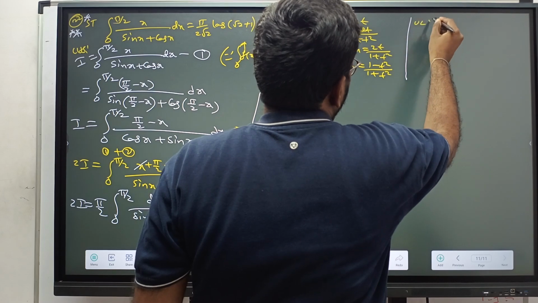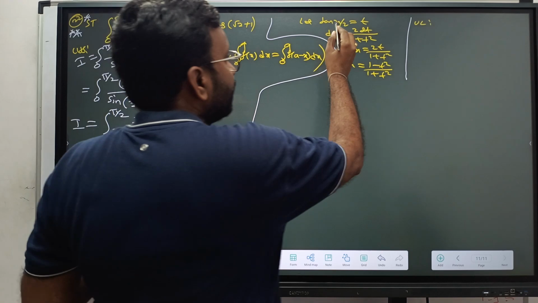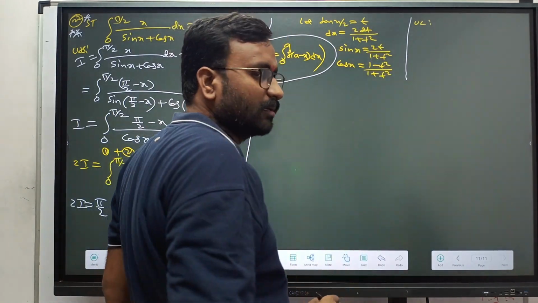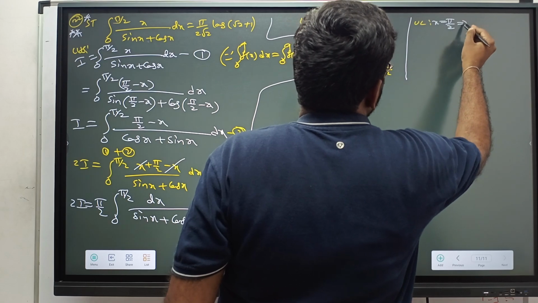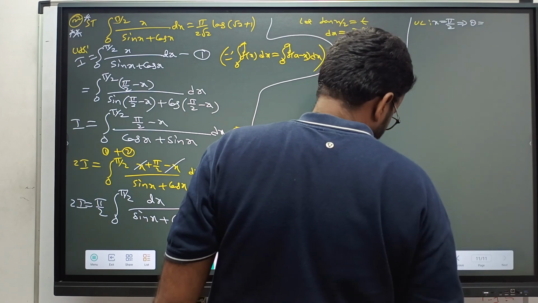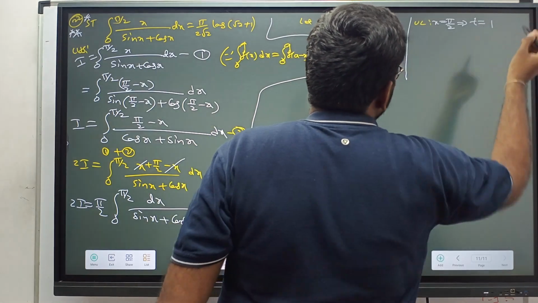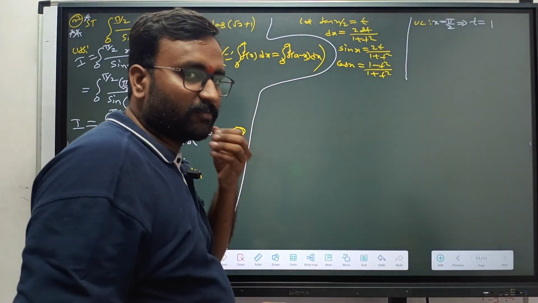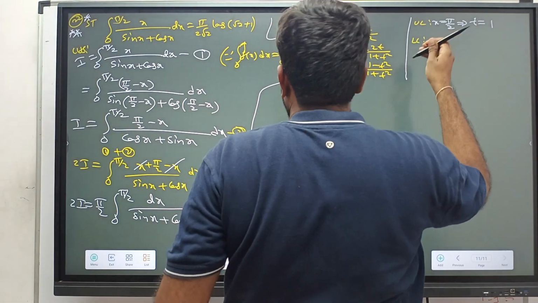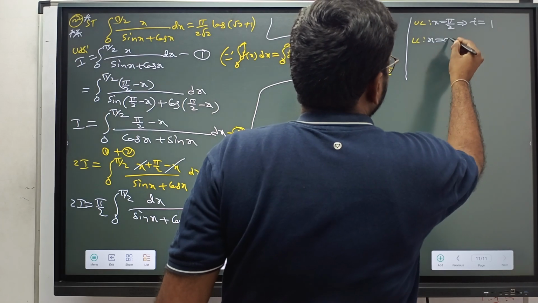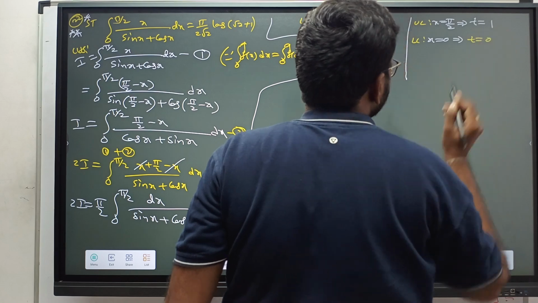Upper limit. What is the upper limit here? Pi by 2. Right, pi by 2 by 2 is pi by 4. So x is equal to pi by 2, then t is equal to tan pi by 4, which is 1. Next, lower limit. X is equal to 0, right? Then what is tan 0? 0. T is equal to 0.